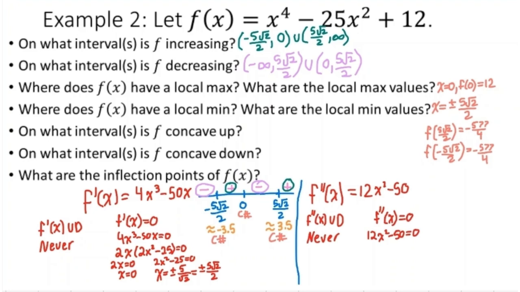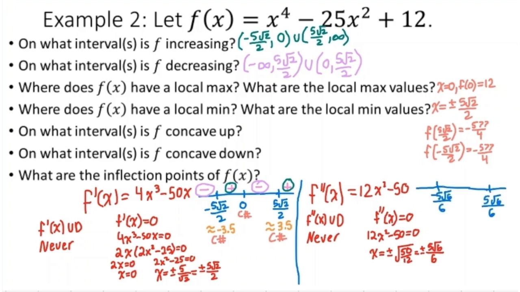As for f double prime of x equals 0, we need to solve the equation 12x squared minus 50 equals 0. Since it's a simple quadratic equation, we can solve this by adding over 50, dividing by 12, and taking the square root of both sides. And we get x equals plus or minus root 50 over 12, which would simplify and rationalize to 5 root 6 over 6. So f double prime has 2 partition numbers that we need to plot on a sign chart.